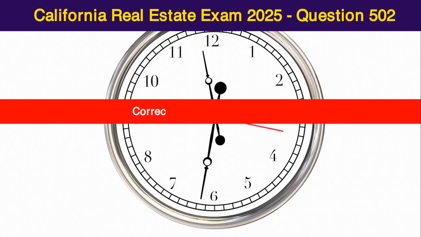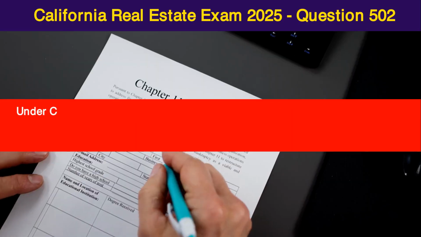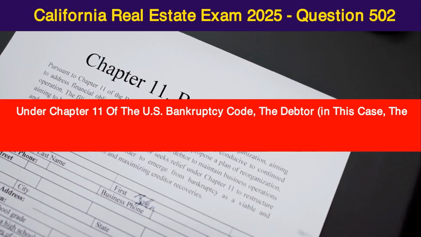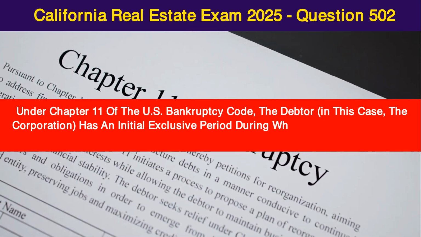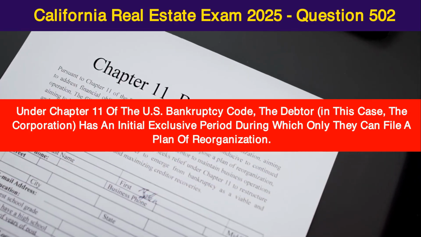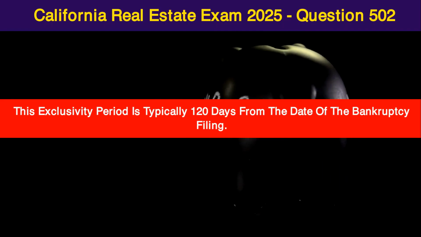Correct answer is C. 120 days. Under Chapter 11 of the U.S. Bankruptcy Code, the debtor, in this case, the corporation, has an initial exclusive period during which only they can file a plan of reorganization. This exclusivity period is typically 120 days from the date of the bankruptcy filing.